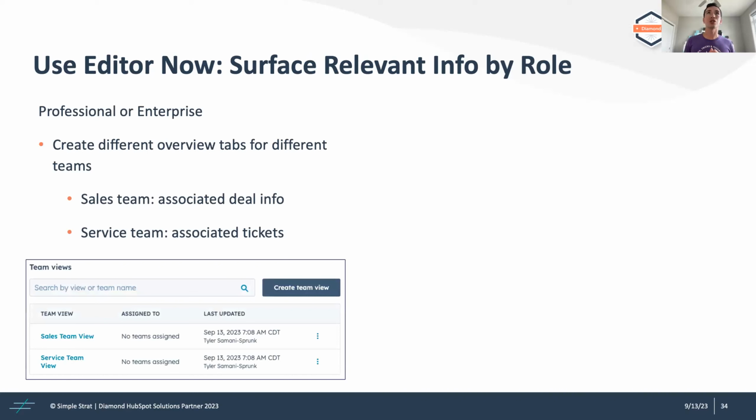So if you've got Professional or Enterprise, the best way to do this is to set up team views. So we can say, this is what we want that overview tab to look like if the user is on a team that we call sales, for example. And this is what we want it to look like if they're on a team called service. And so we can set up these team views. This is kind of what it looks like. And maybe for the sales team, we want to show them the associated deal info, and for the service team, we want to show them associated tickets. We can also show them different properties, different reports, all kinds of things.